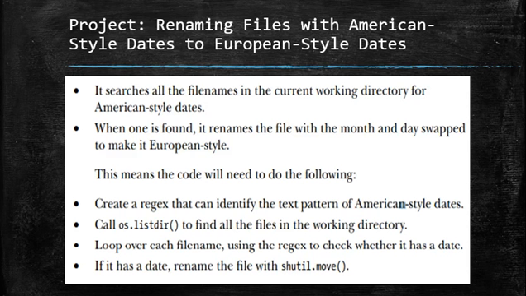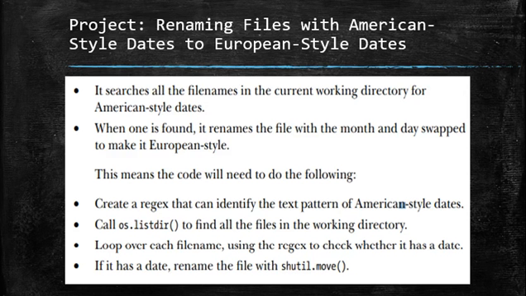Along with the file name, there will be a date in the form of month, day, and year, that is MM-DD-YYYY, with four Y's representing the year. This has to be renamed into European style dates. European style dates are DD-MM-YYYY, so the date comes first. When you say American style, the month comes first and then the date, whereas in European style, the date comes first and then the month.